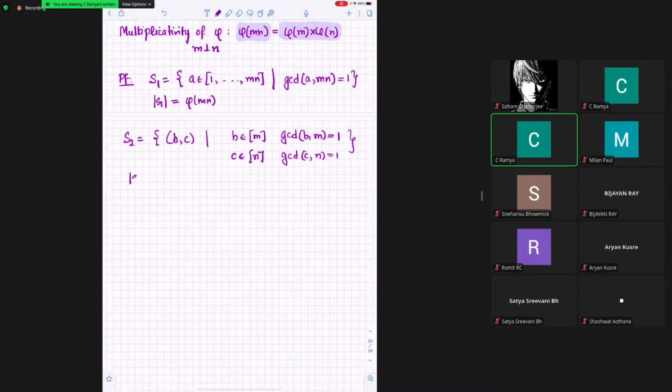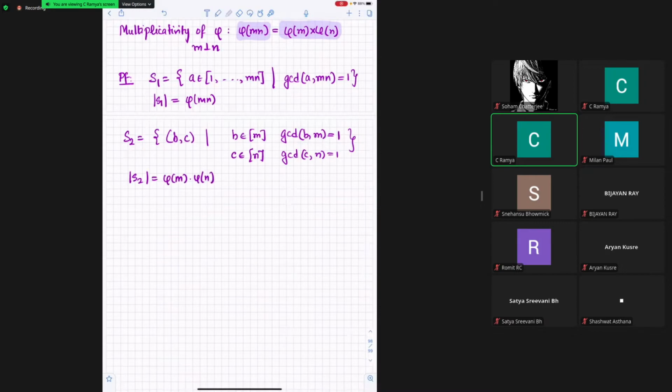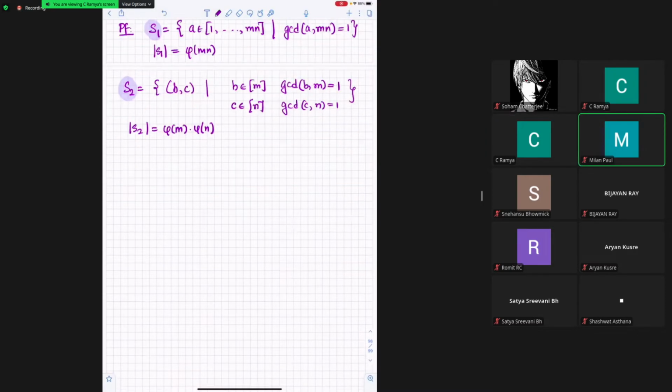What is the cardinality of the set S2 from the definition? Phi of m times phi of n. Right? So now I have two sets. One set is S1. The other set is this set S2. And I want to show that these two sets have the same cardinality. So what should I exhibit? A bijection, right? This is something you have seen in combinatorics, how to show that two sets have the same cardinality. So I want to exhibit a map psi that takes elements in S1 to S2.